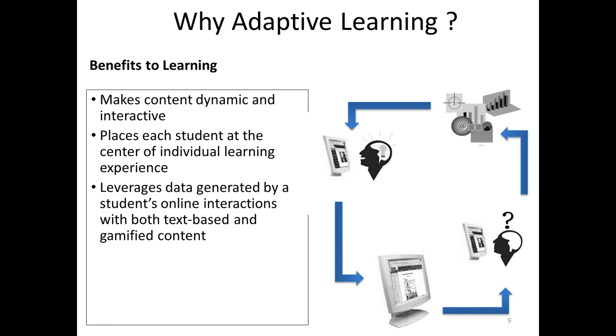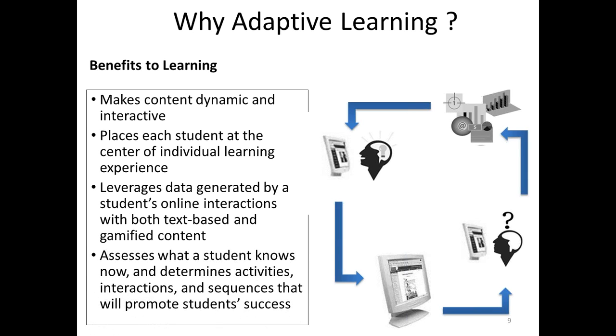and it's their individualized learning experience. And then the great thing is that you use the data that's generated by their interactions, both with things that they can do more of online, but also what you might be doing pencil and paper with a piece of text in the classroom. And then finally, it's going to assess what the student knows now, it's going to determine your interactions, and it's going to really help you sequence your instruction and promote student success.